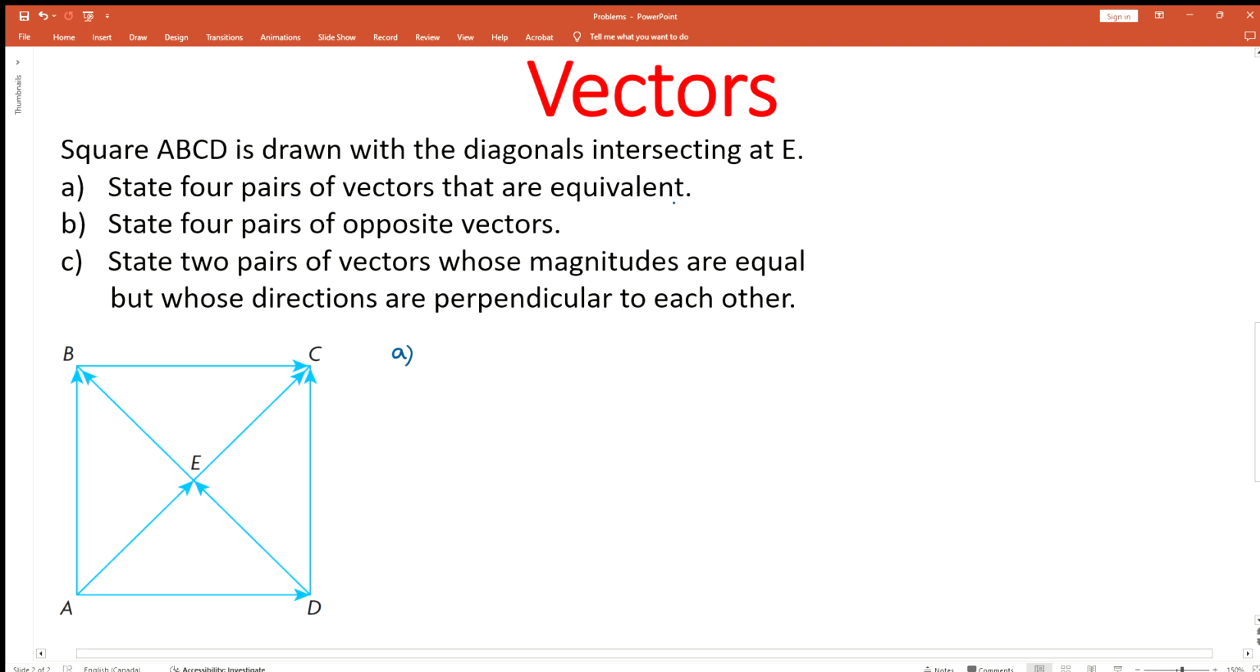In the given square, the length of side AD is equal to the length of side BC, and these two sides are parallel to each other. Side AD is represented by vector AD. Vector AD goes from point A to point D. Side BC can be represented by vector BC. Since both vectors have the same direction and the same magnitude, these vectors are equal to each other. So the first pair is vector AD is equal to vector BC.